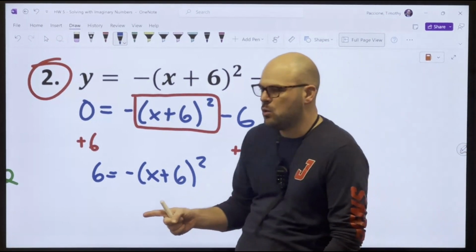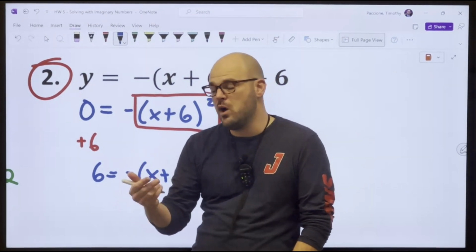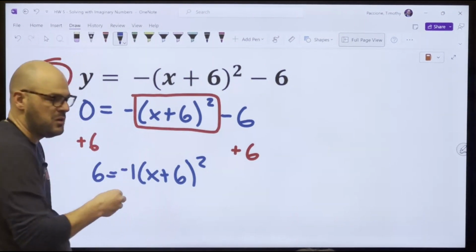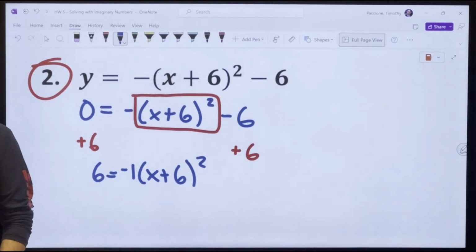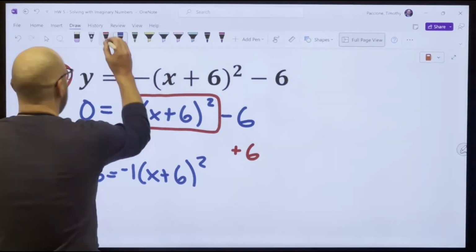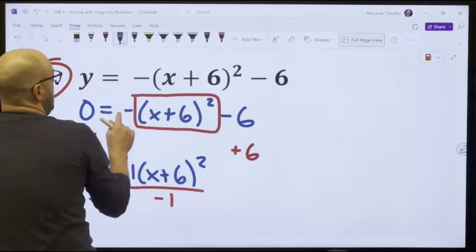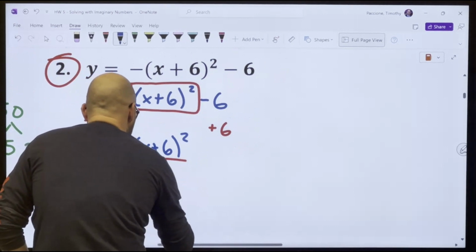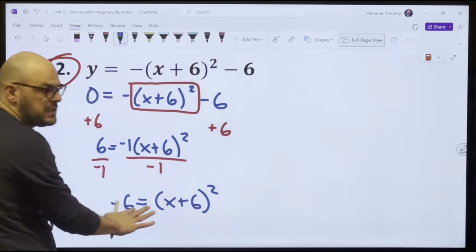And a negative is kind of weird, but what do we know is really there? Negative 1. And when you put the negative 1 there, it makes it super clear that there's multiplication happening here. And when we have multiplication, we want to get rid of it, we divide. So that just makes it really clear to me that I got to divide by negative 1. So this becomes negative 6 equals x plus 6 squared. Okay, now I've isolated that square.